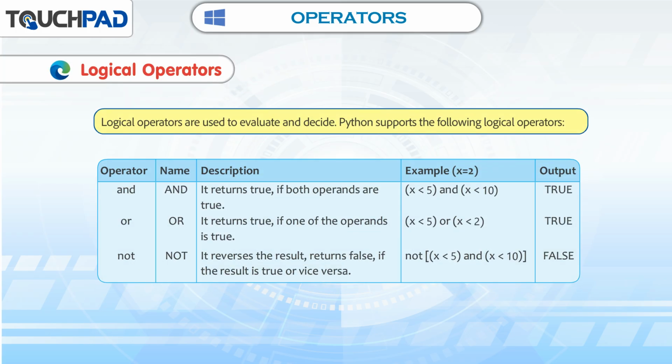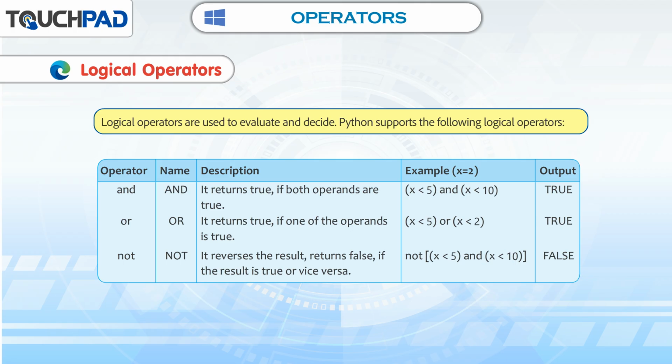Logical operators. Logical operators are used to evaluate and decide. Python supports the following logical operators. Operator, name, description, example. x = 2. Output. And: it returns true if both operands are true. x < 5 and x < 10, the output would be true.